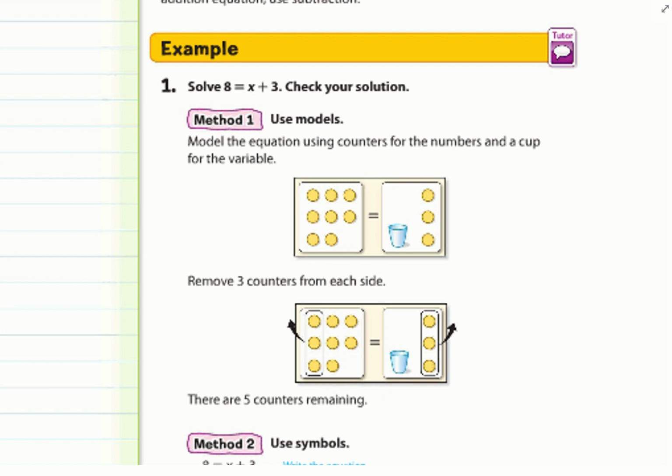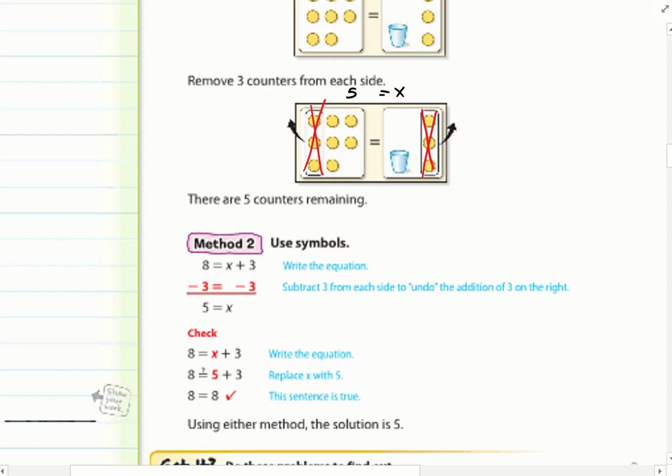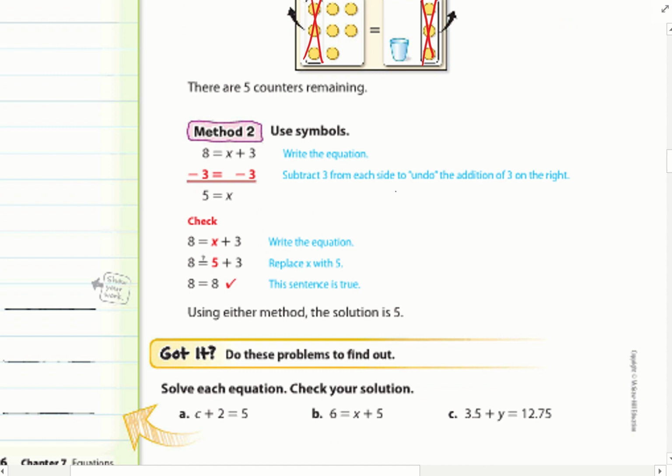So x plus 3. So this represents the cup is x plus 3 counters. And that's going to equal 8. So if I remove 3 counters from each side, 1, 2, 3, 1, 2, 3, I'm going to get left over with x equals 5.